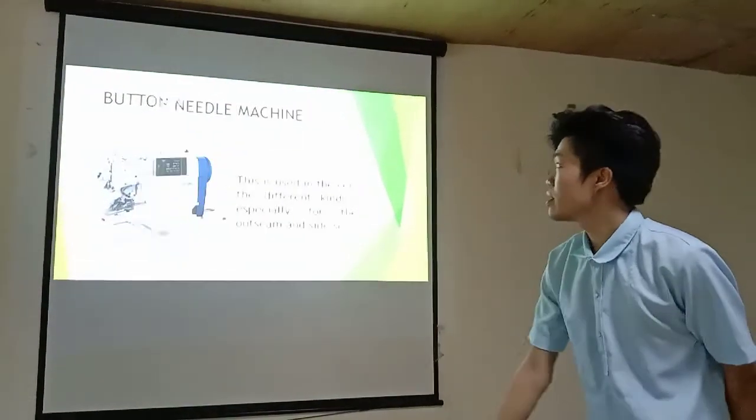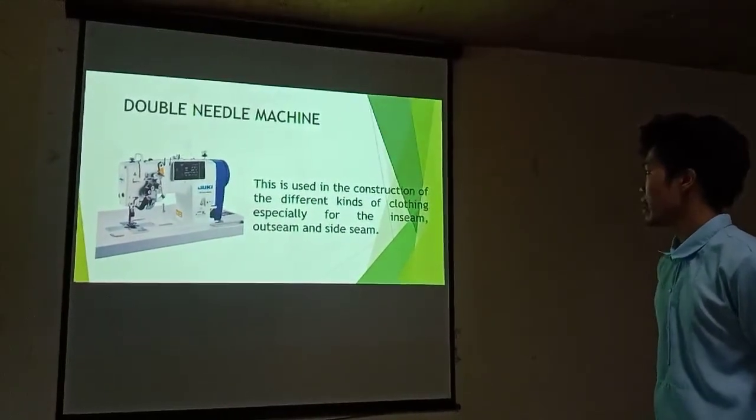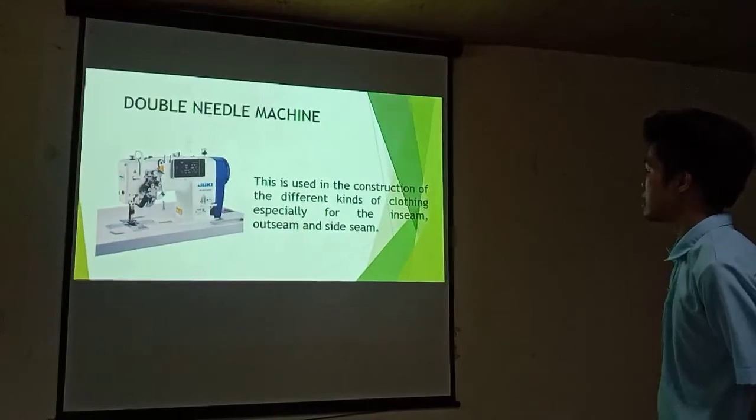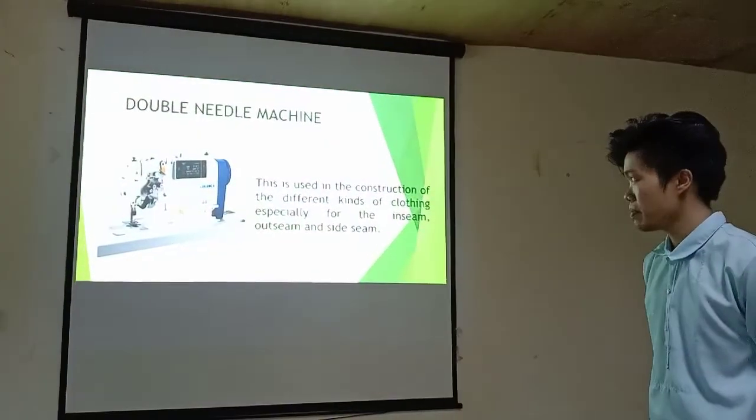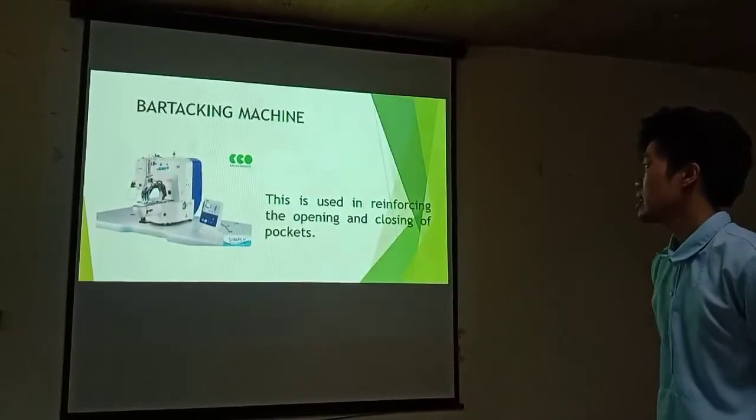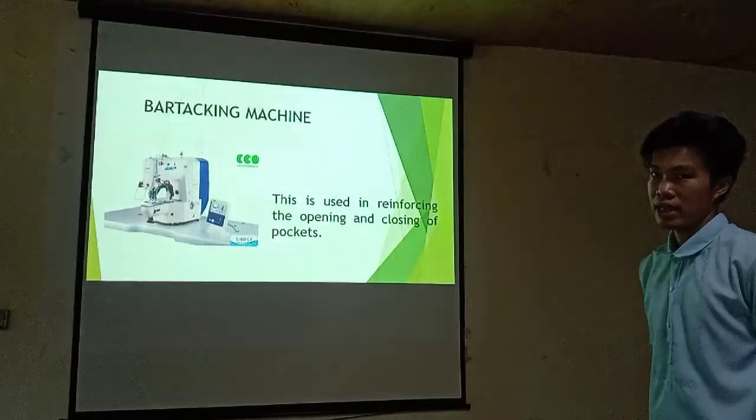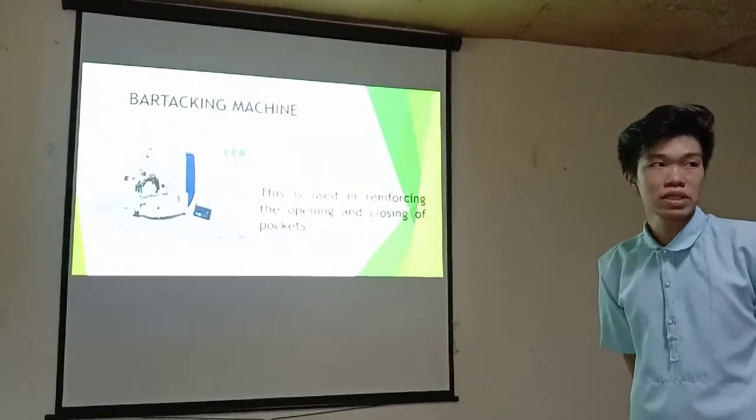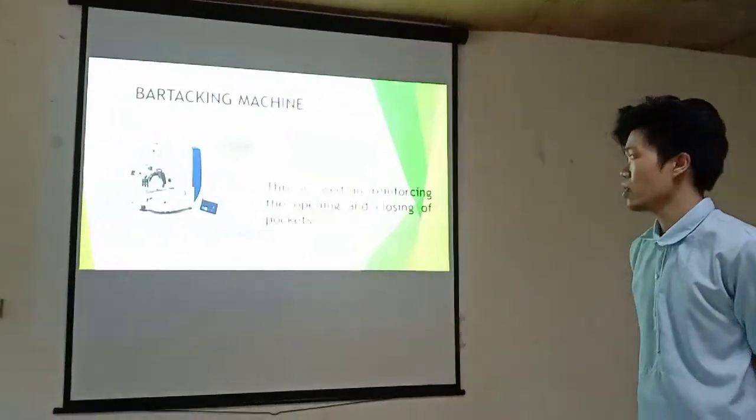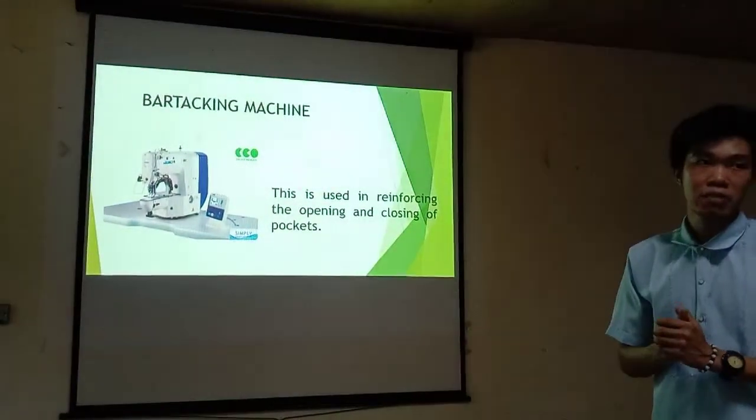Next, we have the double needle machine. This is used in the construction of different kinds of clothing, especially for the inseam, outseam, and side seam. We have the last one, the bar tacking machine. This is used in reinforcing the opening and closing of the pockets. If you take a look at the pockets of your school uniform, they were done by the bar tacking machine.